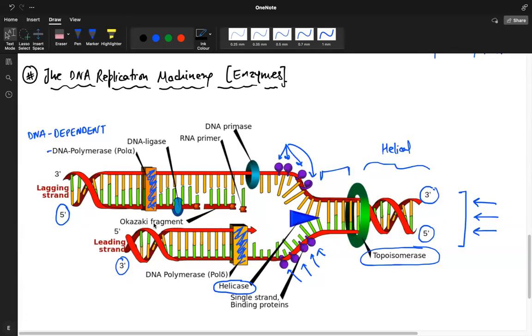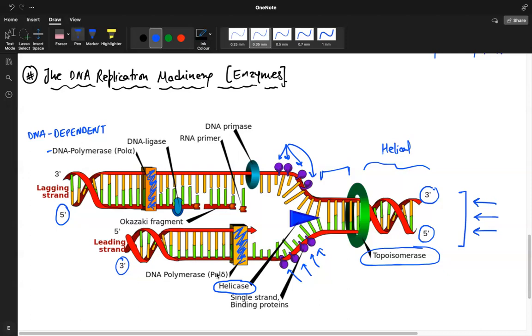Remember what was at the 5' end, people? Phosphate. Yes, the 5' is phosphate and the 3' is OH coming from the sugar, right? So the DNA polymerase enzyme can only work in one direction, which is 5' to 3'. So write down the DNA dependent DNA polymerase. Now we can also just write DNA polymerase or DNA pol.